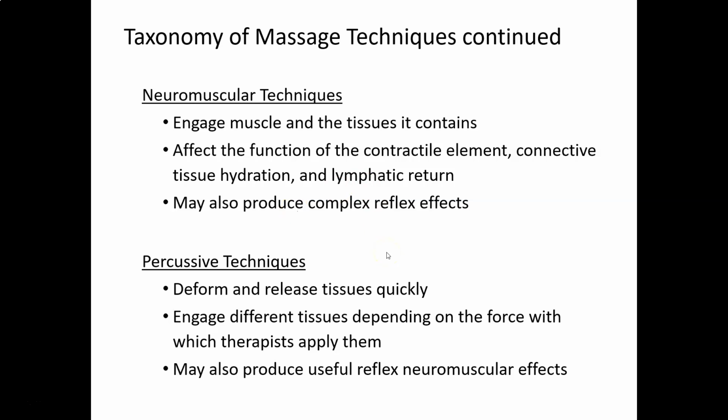Neuromuscular techniques engage muscle and the tissue it contains. They affect the function of the contractile elements of muscle tissue, also the connective tissue by rehydrating it, and we're going to talk a whole lot about that in A&P. And as I said, they increase lymphatic return. They can also produce some complex reflex effects, which we'll get to a little bit later, and I'll talk a little bit about reflexes again in Clinical Anatomy 1, sort of in the second half.